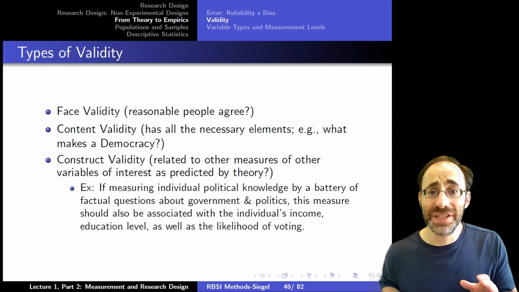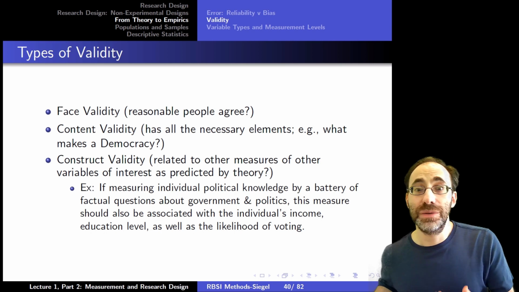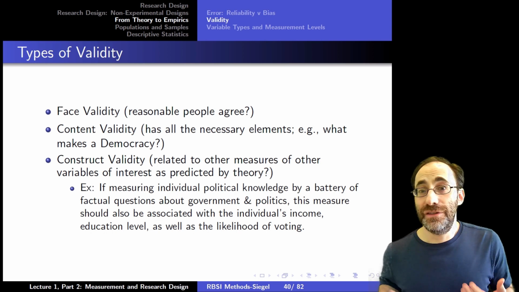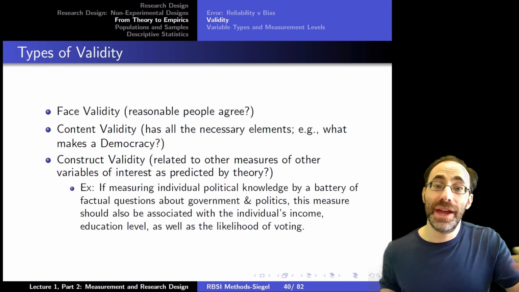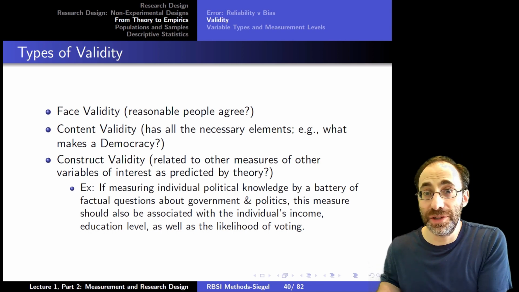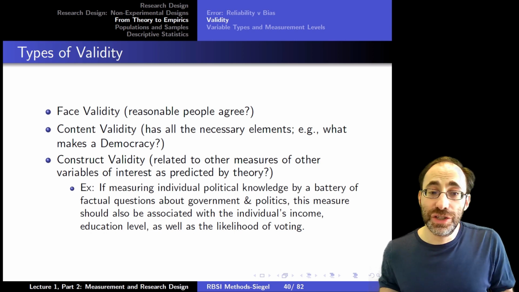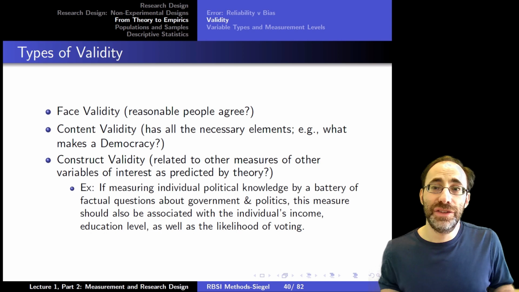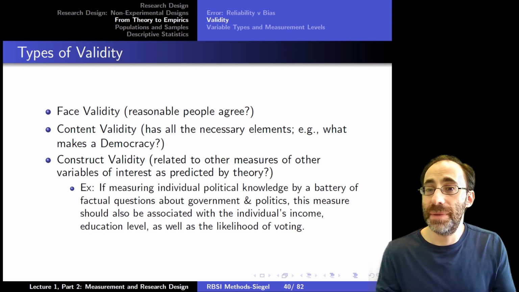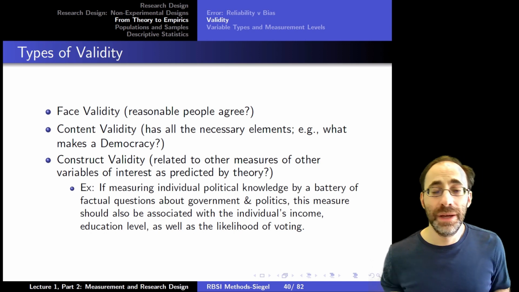So that's a little fuzzy, so let me give you an example. Let's say I'm measuring political knowledge via a battery of factual questions about government and politics, right? And I want to see how valid that measure is. One thing I can do is check its face validity by seeing what people in the literature have done before to measure political knowledge. I can also use content validity to get a sense of, did I ask all the questions that a reasonably knowledgeable person should know in politics? Did I omit things selectively? Did I include all the important ones?